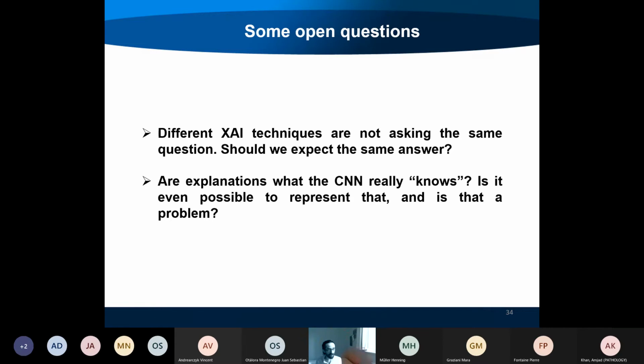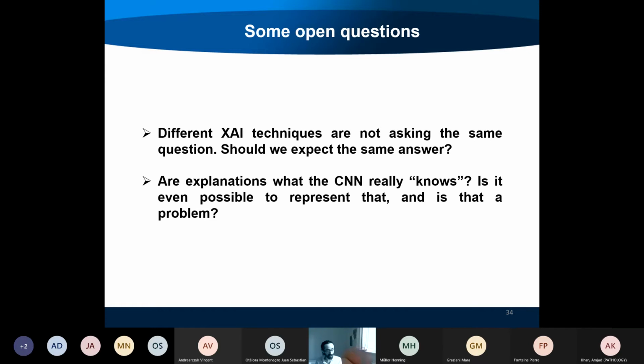These are two completely different questions. Yet it's pretty common, when you look at these XAI papers, to see them comparing all of these images side by side, like LIME, GradCAM, integrated gradients, whatever other techniques they're using, right? But these things are not asking the same questions. So should we be expecting the same answers from them, right? If I generate a heat map with LIME and with RISE, should I really expect these to highlight exactly the same things? Maybe not, right?